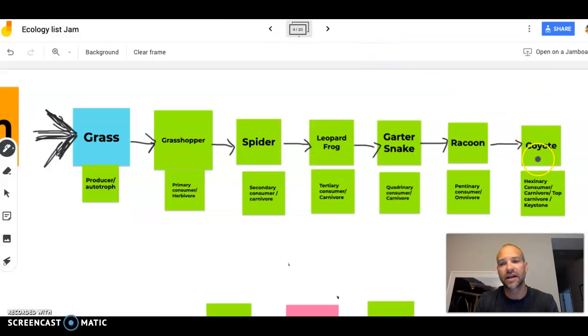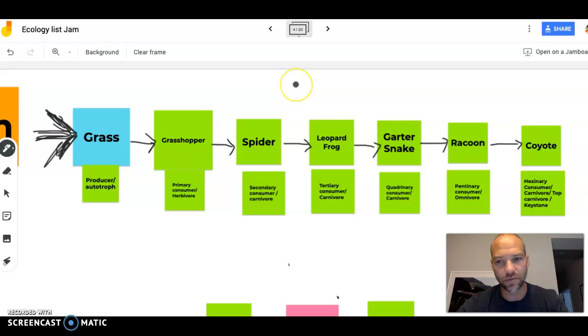So if we go here, the coyote has an effect all the way down the food chain. If you remove coyotes, there's a lot of raccoons, let's say. If there's a lot of raccoons, there's going to be fewer garter snakes. If there's fewer garter snakes, there's going to be a balloon of leopard frogs. It has resounding effects all the way down the food chain if you remove this keystone. So it's very important to have top predators in your environment. They keep all the other populations in balance and in check. That's why they're known as a keystone organism or keystone species. So that is a food chain.